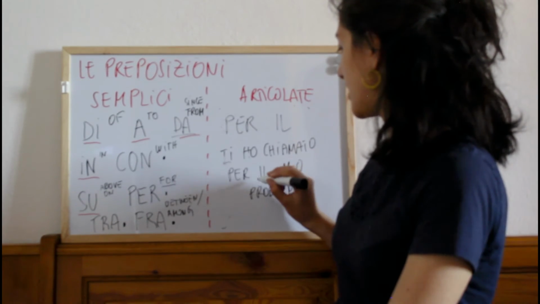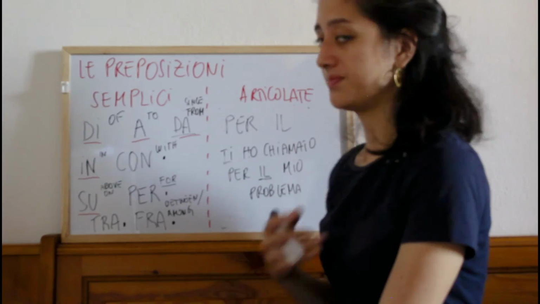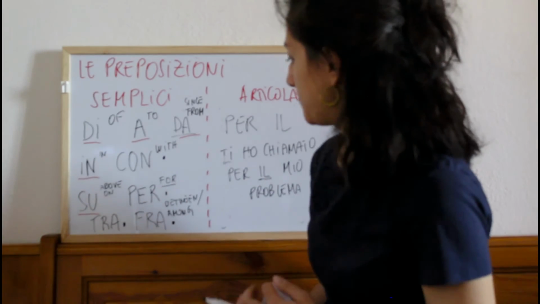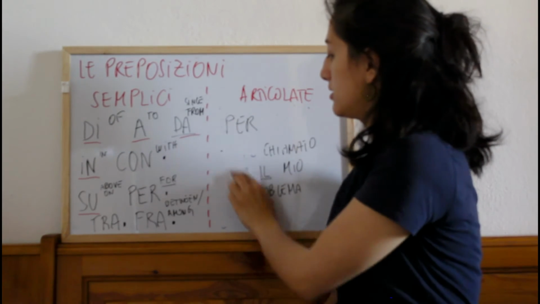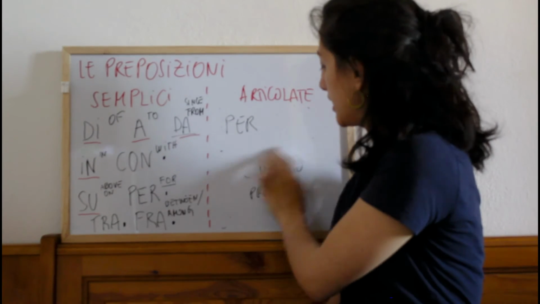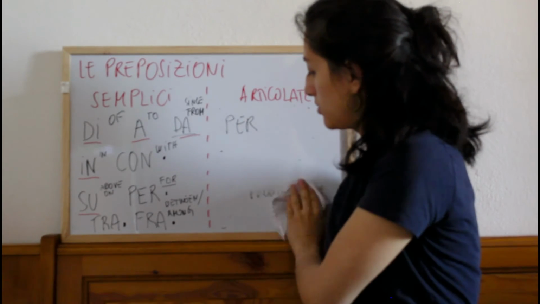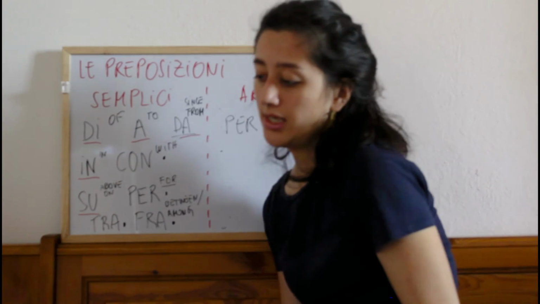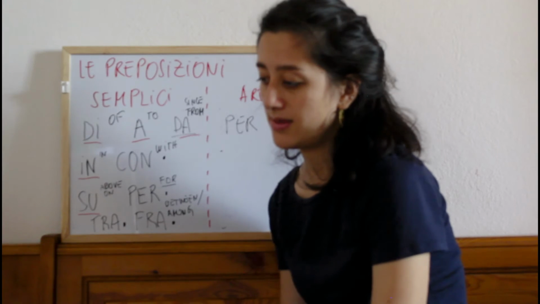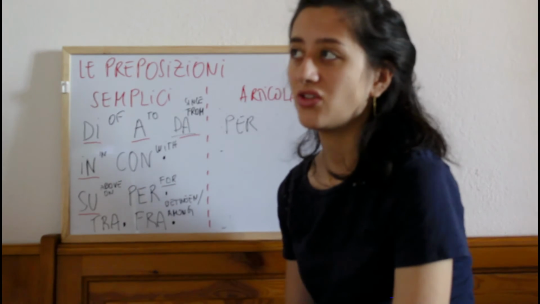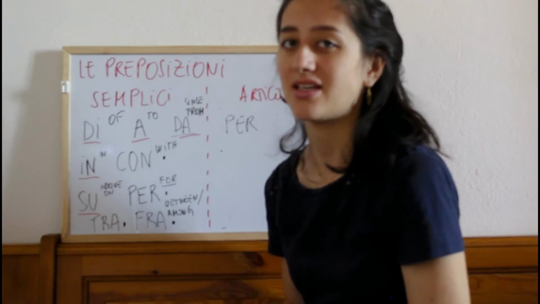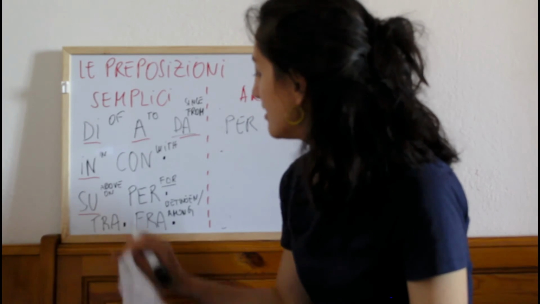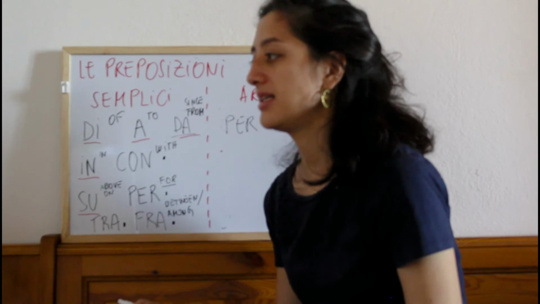You see that in Italian we specify il mio with the article. And it's the same with all the other articles. So if you have to say per, ti ho chiamato, I called you, for the friends, ti ho chiamato, female friends, I called you per le amiche, an example. And tra e fra is the same.